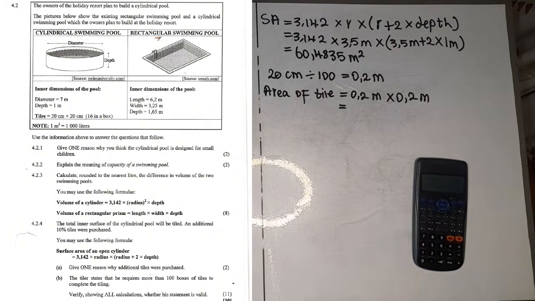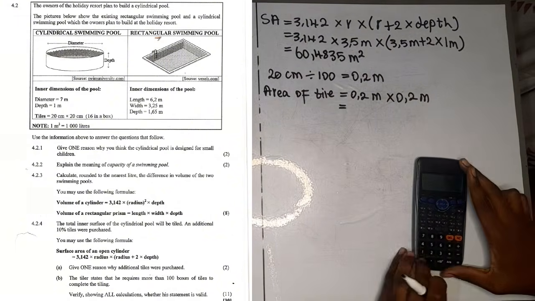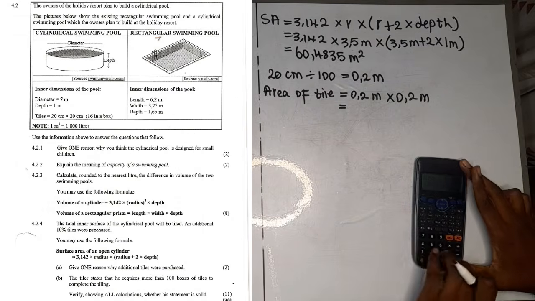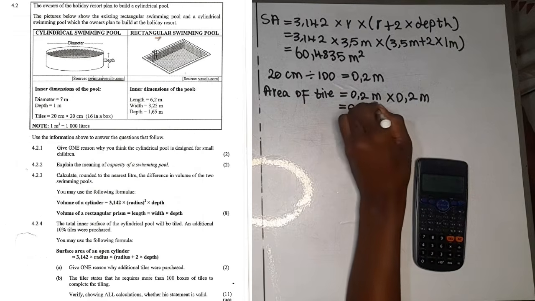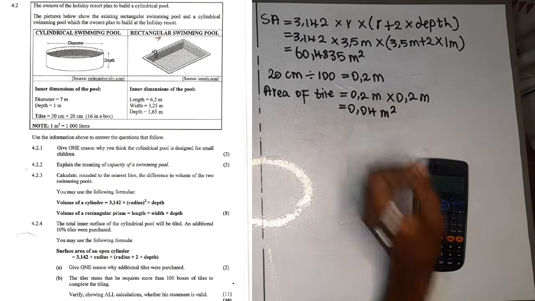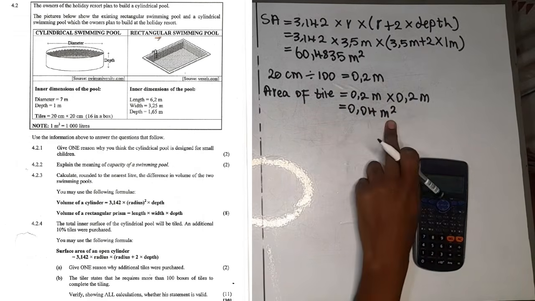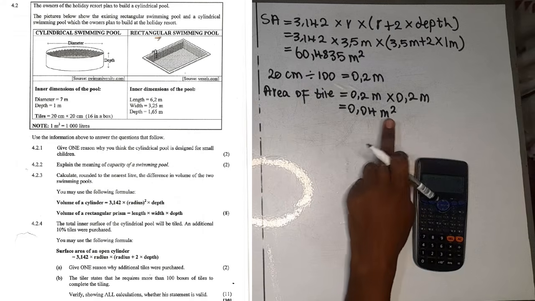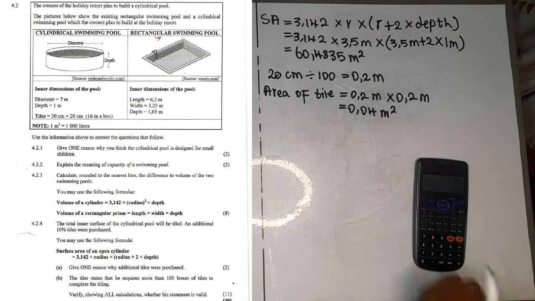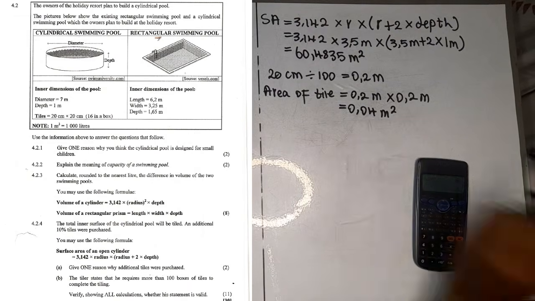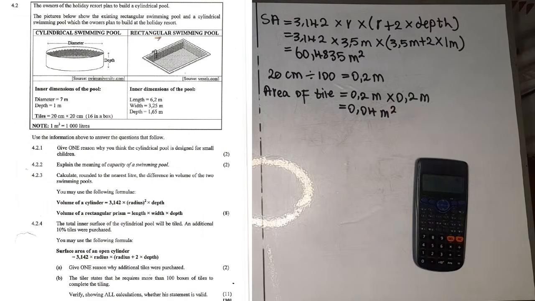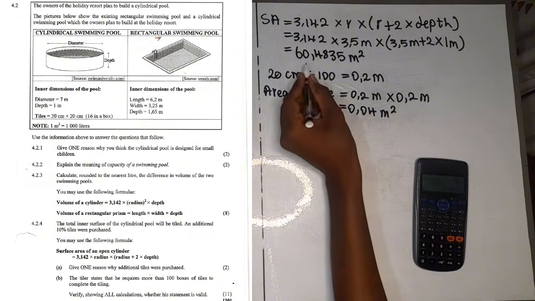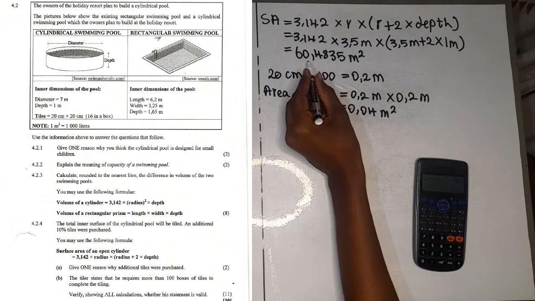So let's see how much that gives us. 0.2 multiplied by 0.2 gives us a total of 0.04 meters squared. Remember, it's the area. Area should always be written in squared. So the answer is 0.04 meters squared. So now we have the area of a single tile and we also have the surface area of the swimming pool. We can now determine how many tiles will be needed to cover this surface area.